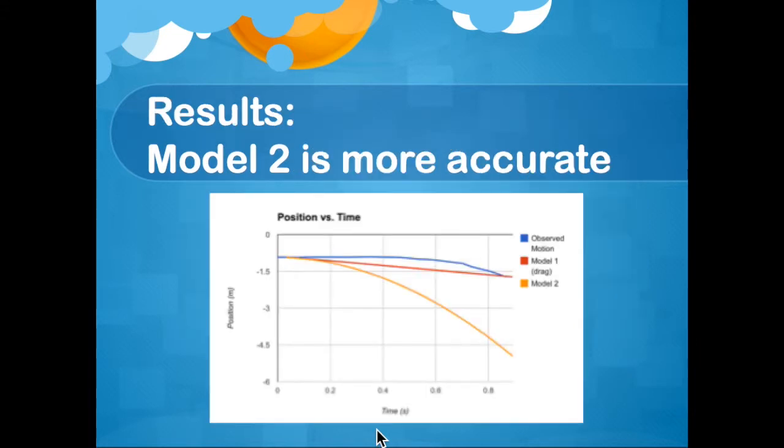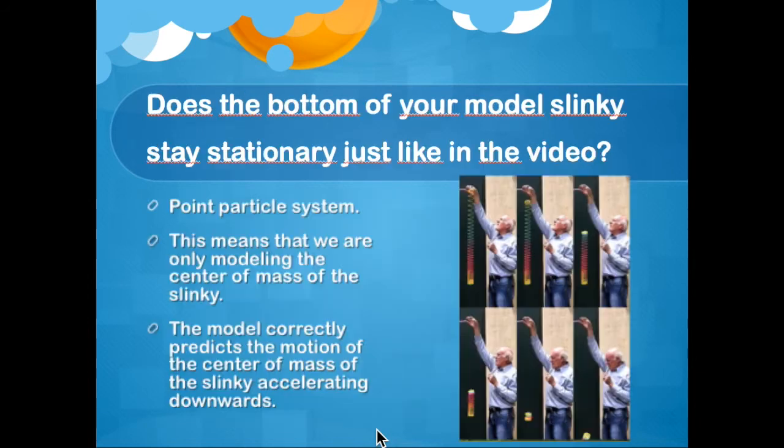When comparing the motion predicted by the two models with the observed motion, we can see that the second model that takes into account the drag force does a better job predicting the motion. Even though it is not completely accurate, it gets closer to the observed motion than the first model. The bottom of our model slinky does not stay stationary just like in the video we recorded because we are treating it as a point particle system. This means that we are only modeling the center of mass of the slinky. The model correctly predicts the motion of the center of mass of the slinky accelerating downwards.